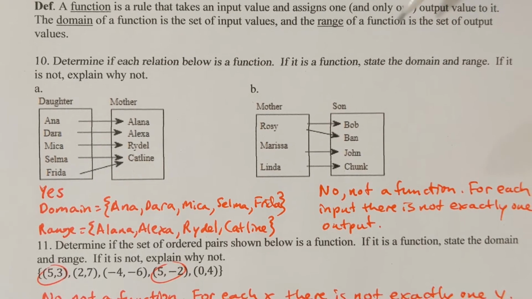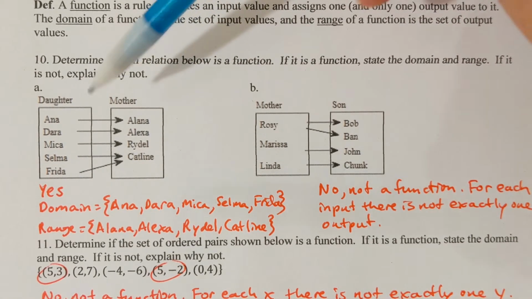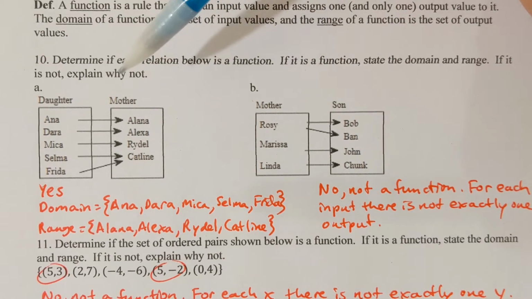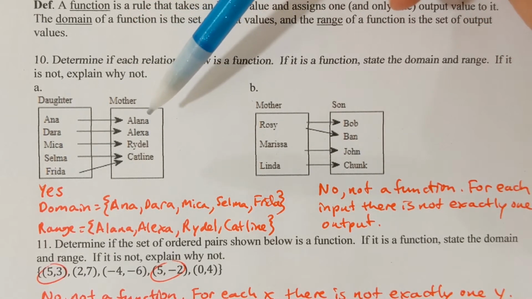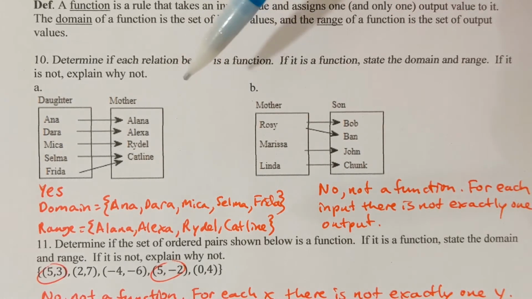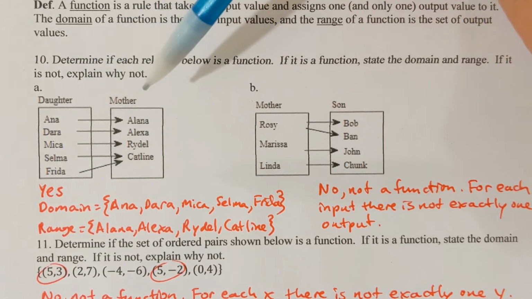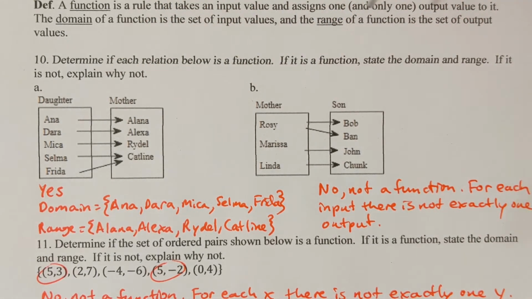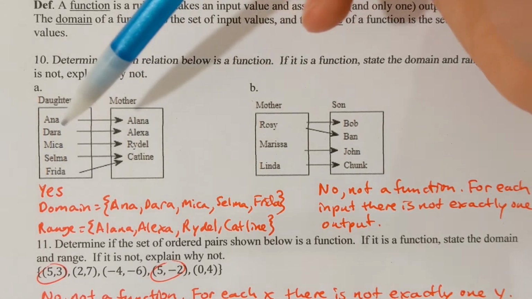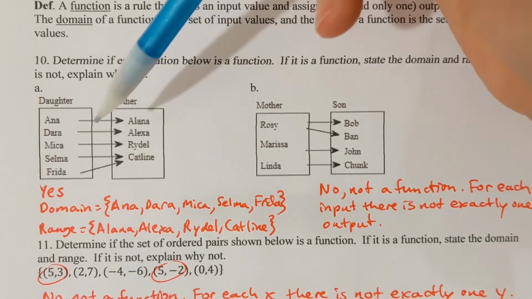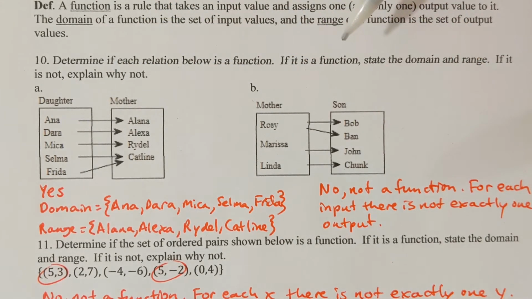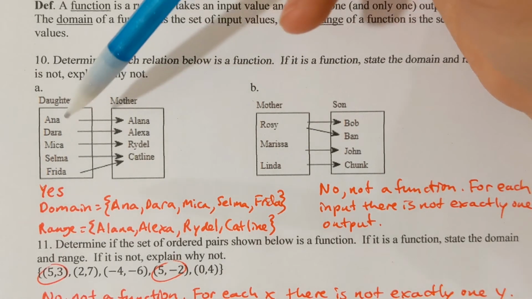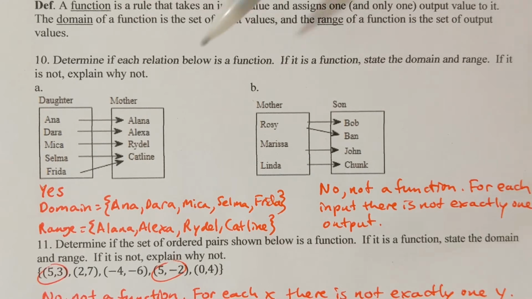In part A, do we have a function? Does each input go to one and only one output? Yes, each daughter is going to have only one mother. Nobody can have 2 different mothers, that's not possible. Biological, that is. So each person is going to have only one biological mother, which means that this is a function. The input values would be the names of the daughters here, and the output would be the names of the mothers listed.